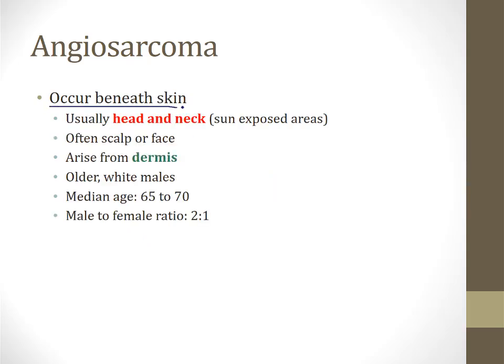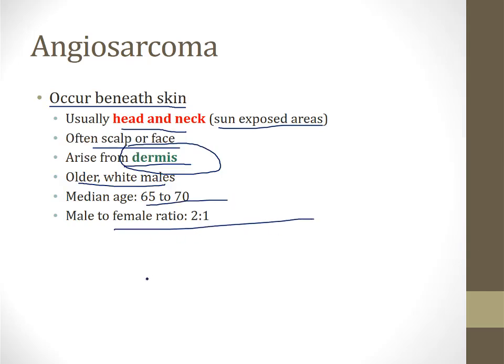Angiosarcomas can also occur beneath the skin, and that's why we're talking about these tumors in the dermatology section. And in fact, the skin is the most common location for an angiosarcoma. Usually they occur in the head and neck in areas that are exposed to the sun. The scalp or the face are classic locations. They arise from the dermis naturally, because the dermis is where your blood vessels are, and they tend to occur in older white males. The median age of diagnosis is 65 to 70, and there's a 2-to-1 male to female ratio.